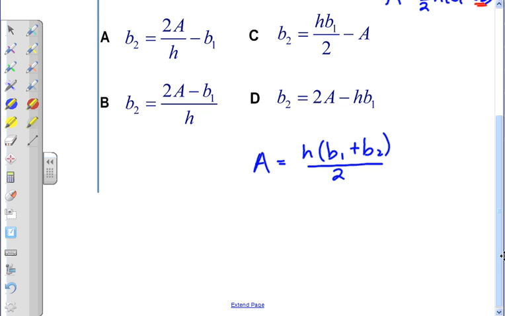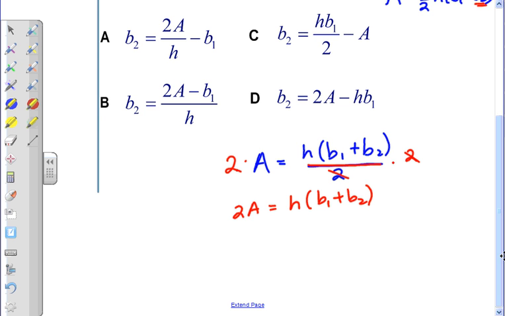Now remember, that fraction bar is a grouping symbol. So the first thing that we have to undo here is that division. But we undo division with multiplication. So we can multiply both sides by 2. So 2 divided by 2 is 1. So over here we have 2A equals the height times the sum of the bases.